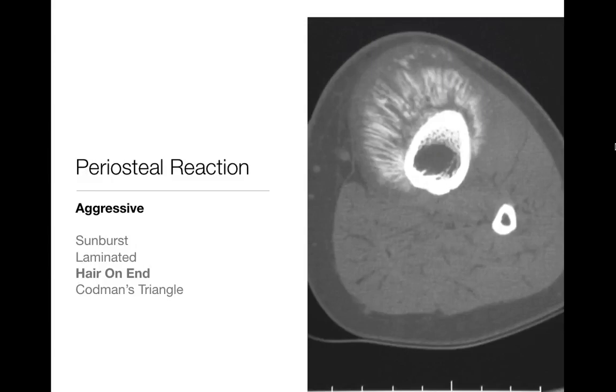Something aggressive, something fast-growing is there. So hair on end is really just because the bone is kind of sticking straight up, just like you've been electrocuting your hair, sticking straight up.